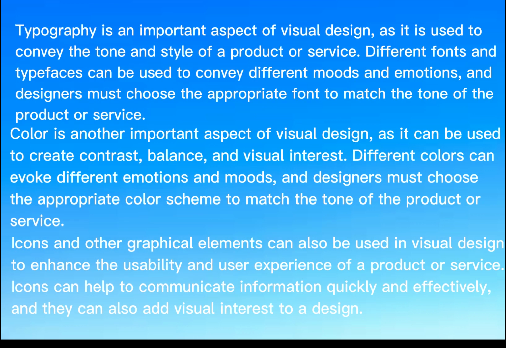Typography is an important aspect of visual design, as it is used to convey the tone and style of a product or service. Different fonts and typefaces can be used to convey different moods and emotions, and designers must choose the appropriate font to match the tone of the product or service. Color is another important aspect of visual design, as it can be used to create contrast, balance, and visual interest. Different colors can evoke different emotions and moods, and designers must choose the appropriate color scheme to match the tone of the product or service.